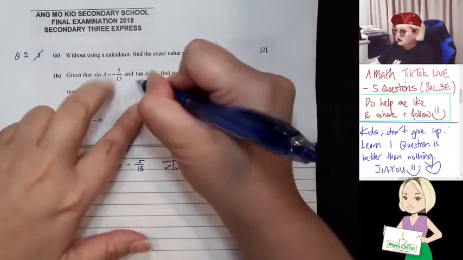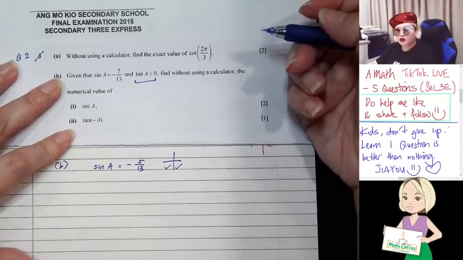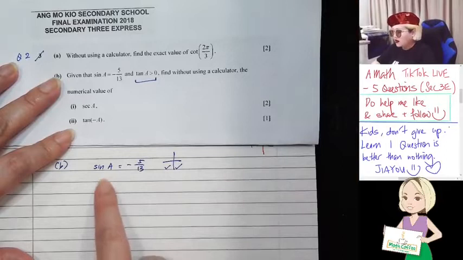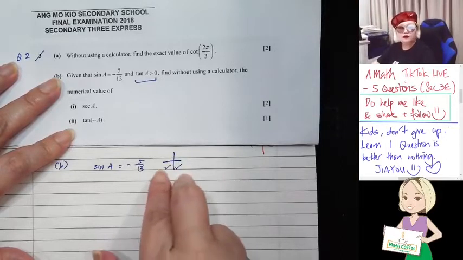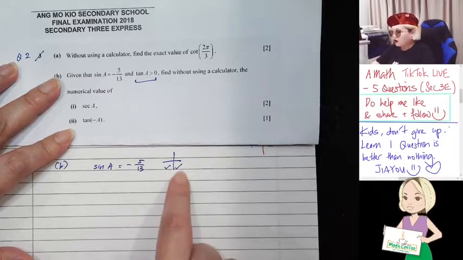Then they give me a second piece of information. They tell me that tangent A is positive. So you need to fulfill both. Sine A negative, I have two quadrants. And in which quadrant is tangent positive? Should I use the third quadrant or should I use the fourth quadrant?